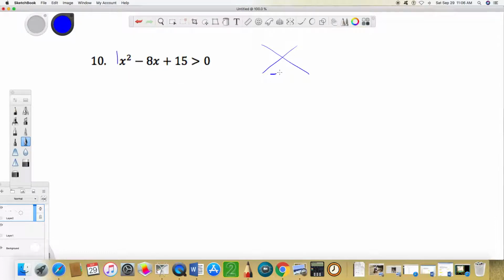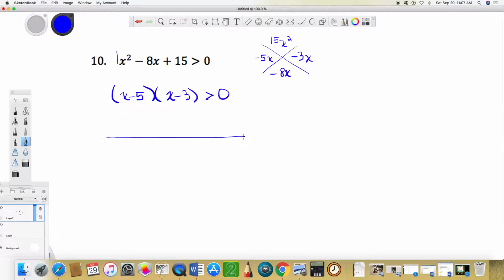So really, you can see it by inspection most of the time, but if you are in the habit of making the x, that's fine. The first times the last is 15x squared. And like we said, we've got negative 5x and negative 3x that multiply together to give us the top expression, but add to give us the bottom. Since the leading coefficient's 1, we don't have to make the table. We can just come right in and say x minus 5 times x minus 3 greater than or equal to, or excuse me, strictly greater than 0.